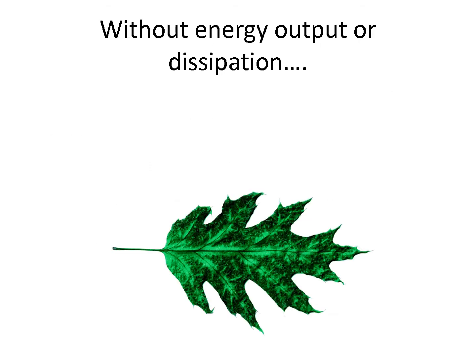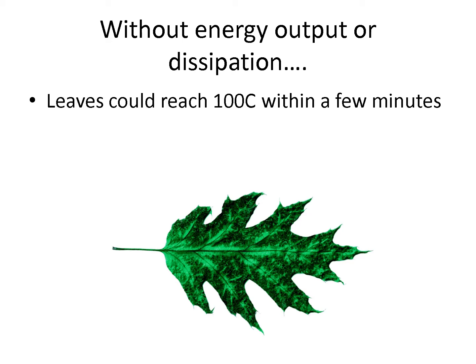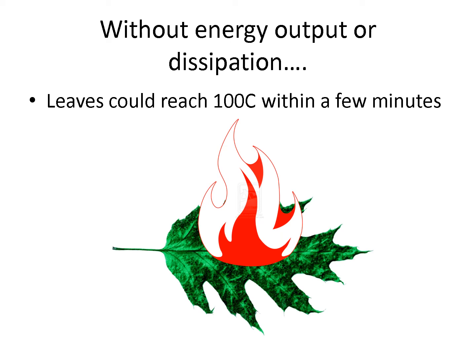So it's an interesting fact that without energy output or dissipation, without any way of getting rid of the energy that leaves absorb, in full sunlight, a leaf could reach 100 degrees Celsius within a few minutes. That's pretty hot. Now, we don't see leaves boiling or steaming normally in the forest, so that tells us that leaves have mechanisms for dissipating excess energy.